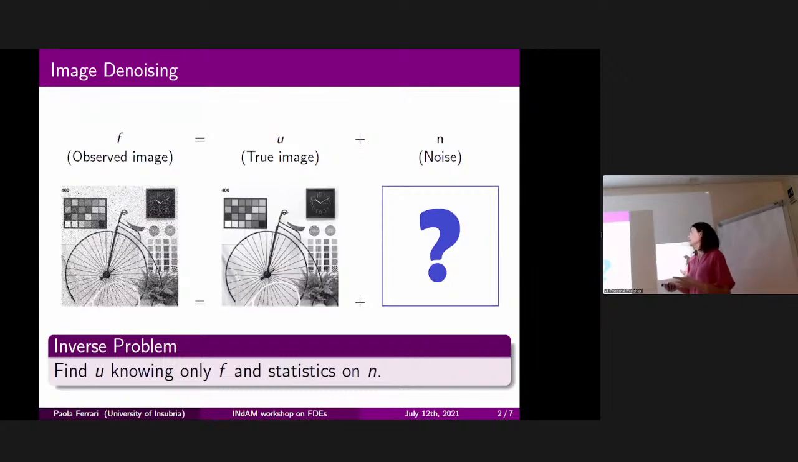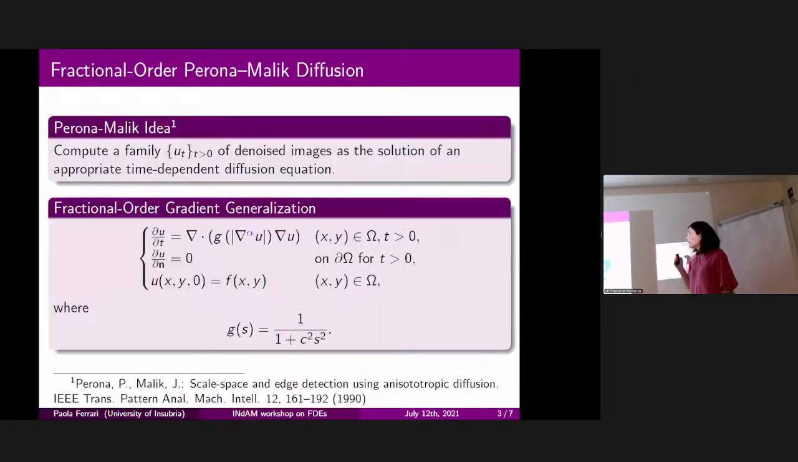the noise usually is observed to be of some specific kinds, like a Gaussian noise or a certain pattern noise. And over the years, many methods to solve this problem have been developed. We want to focus on the Perona-Malik approach, which consists in finding the denoised image as the solution of a time-dependent anisotropic diffusion equation at a certain time t.